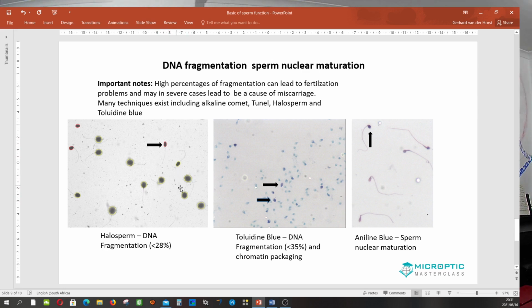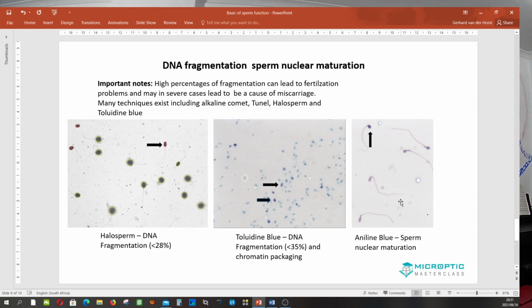These ones have been exposed to fragmentation medium, so they're not really fragmented, but they only fragment because we do it artificially. It distinguishes very nicely between the sperm that is really fragmented and those that are not, and expresses it as a percentage. You can see for halosperm, it needs to be below 28%. The toluidine blue test shows these big purple cells as fragmented and the very light blue ones as not. An extremely easy test, very useful, and with a very close relationship with TUNEL.